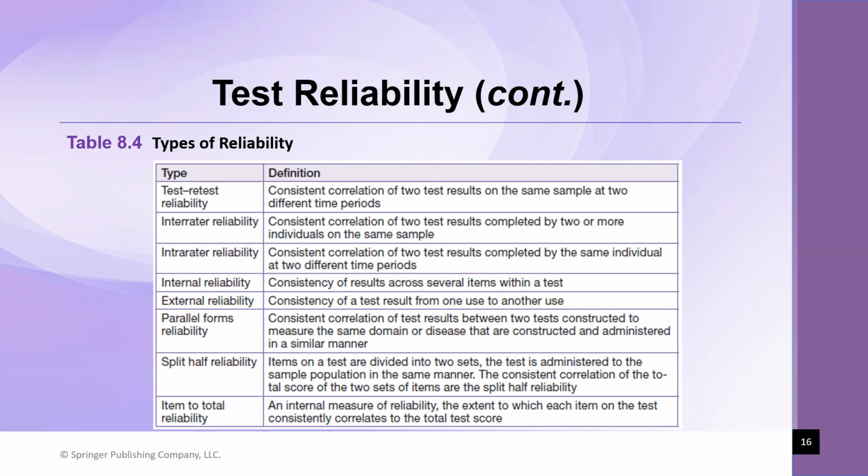Another thing is called inter-rater reliability, which means a consistent correlation of two tests when they're compared across two or more individuals within the same sample. You'll sometimes hear inter-rater reliability in the context of a form, like during an interview: if each person in the interview has consistent results, that shows there's consistent inter-rater reliability. The first two are really the most important to know.